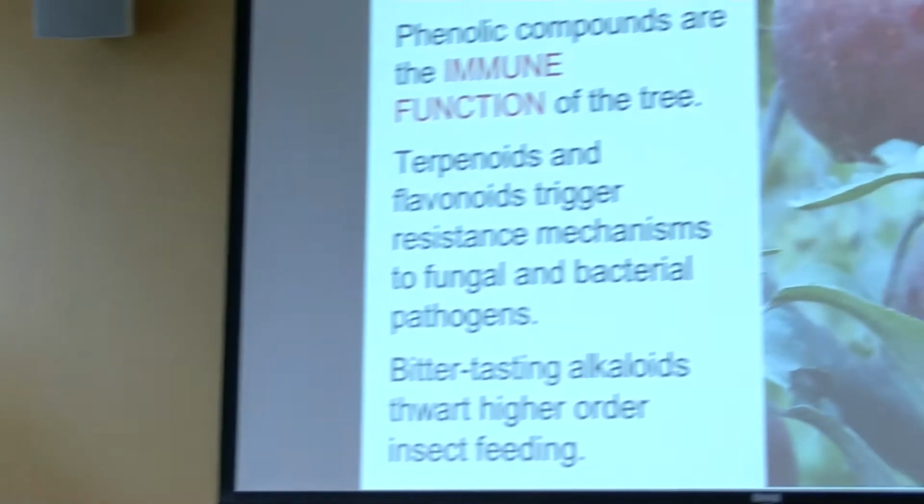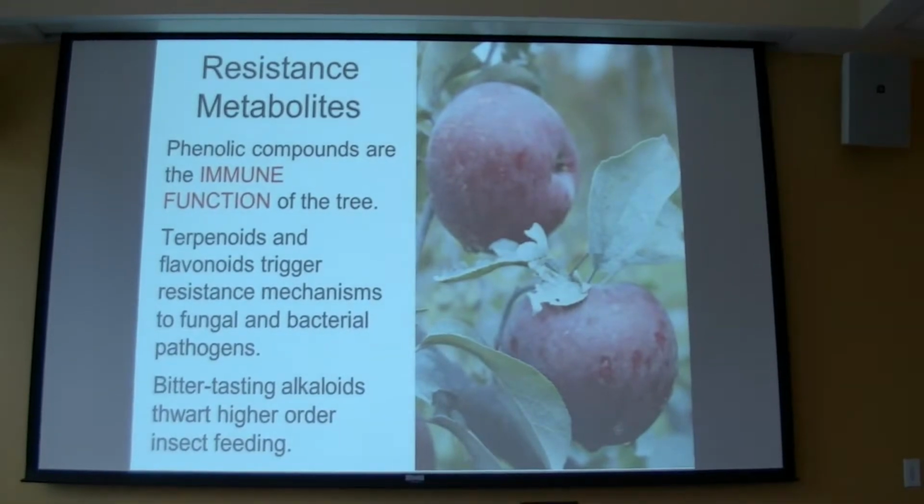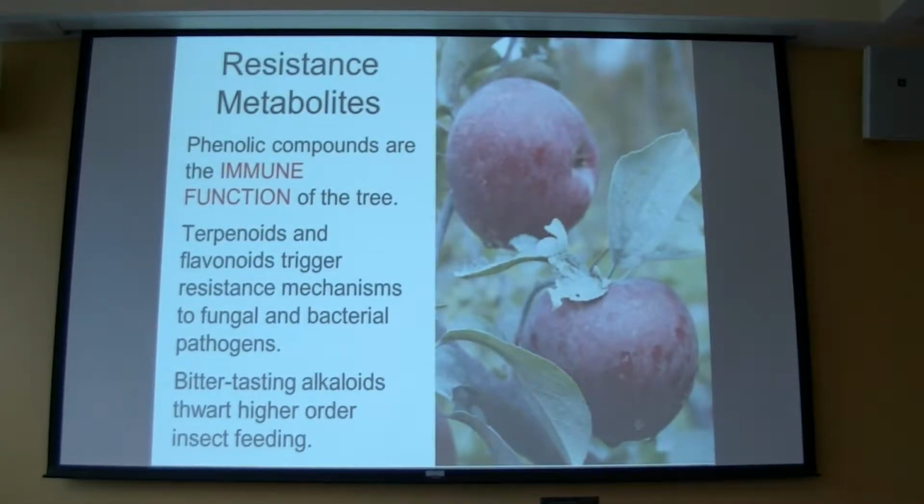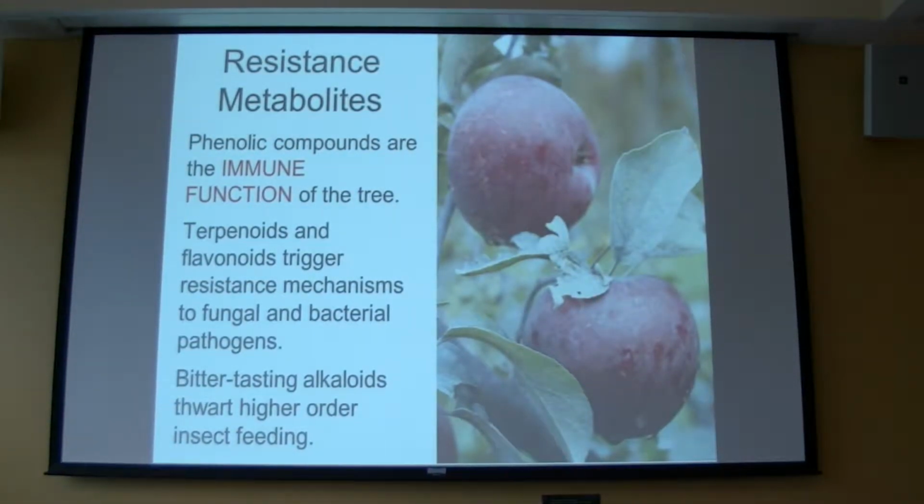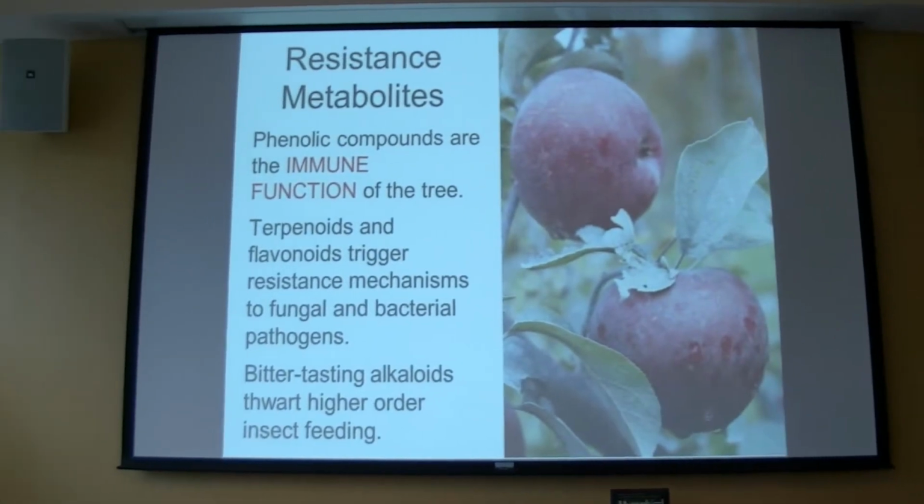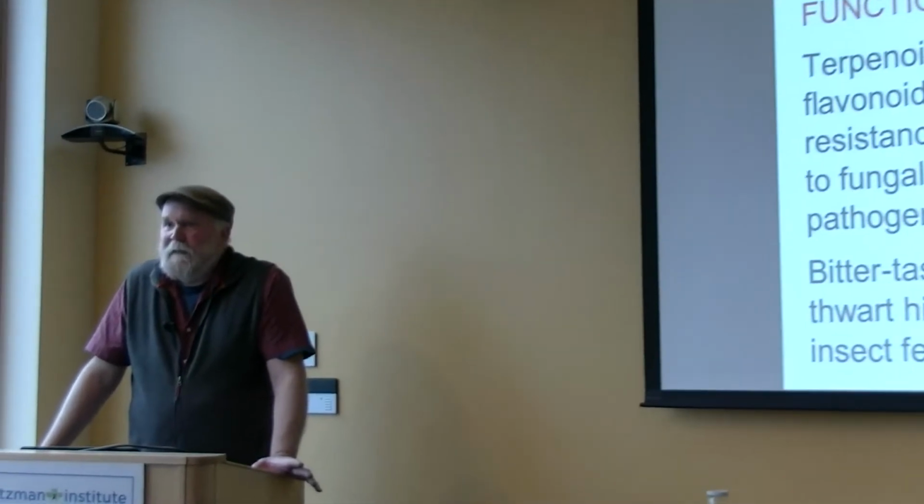The fourth phase of healthy plant metabolism is where we get into the resistance metabolites. So this is the immune function of the plant. This is things like terpenoids and flavonoids, triggering plant defenses against fungal pathogens. This is things that cause the leaves to become a little bit more bitter, maybe not so tasty to those higher order insects. We want the plant to get all the way, because this, again, is how nature does health.